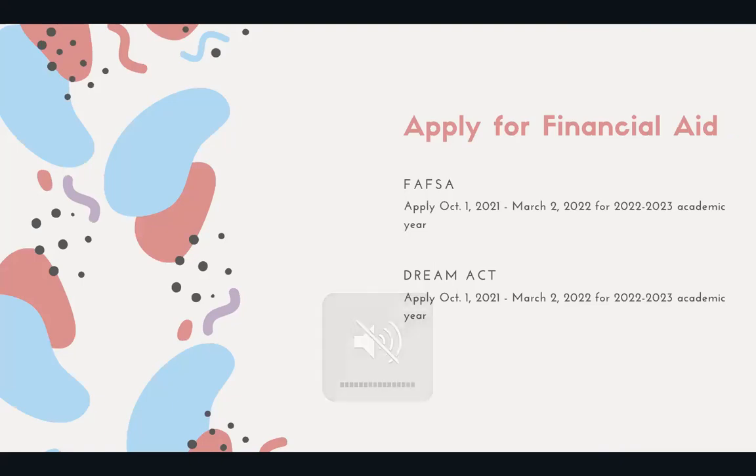So getting started, apply for financial aid. Applying for the financial aid is very important. You do have to get the application in soon. I know it's March 2nd, and that seems like a long time from now to turn in your DREAM Act or your FAFSA, but I promise you it's going to come so fast, so you're better off just getting it done now. So make sure you get that application in either FAFSA or DREAM Act.